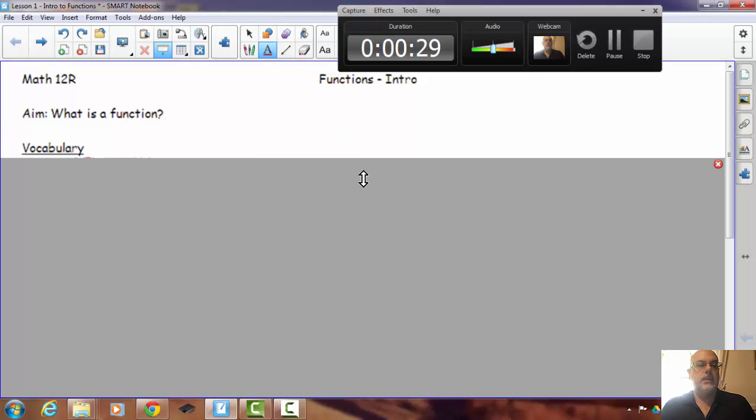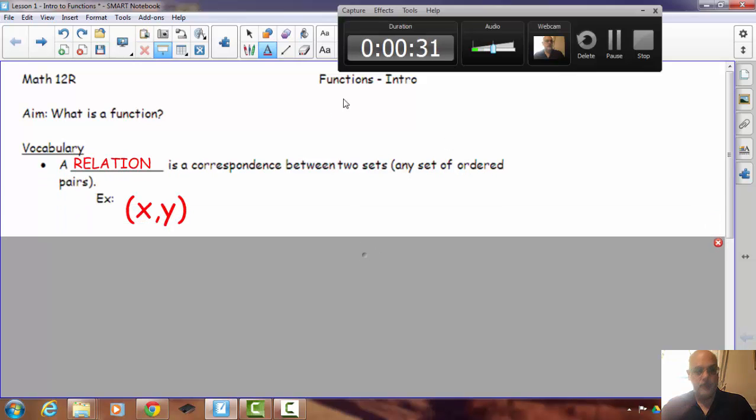In order to do that, let's get some vocabulary out of the way first. If you see here, there's a printed in red the word relation. On your worksheet, it's a blank space. So what I have in red are the notes that you should be taking. So a relation is a correspondence between two sets, any set of ordered pairs. For example, x comma y. That's the most common set of ordered pairs that we deal with.